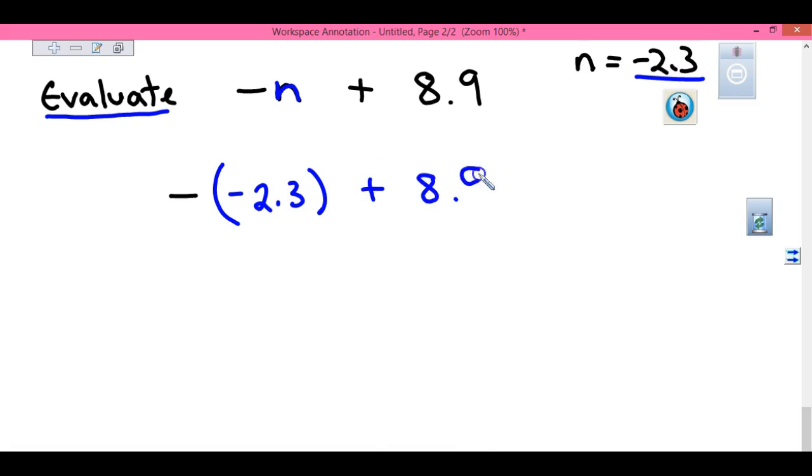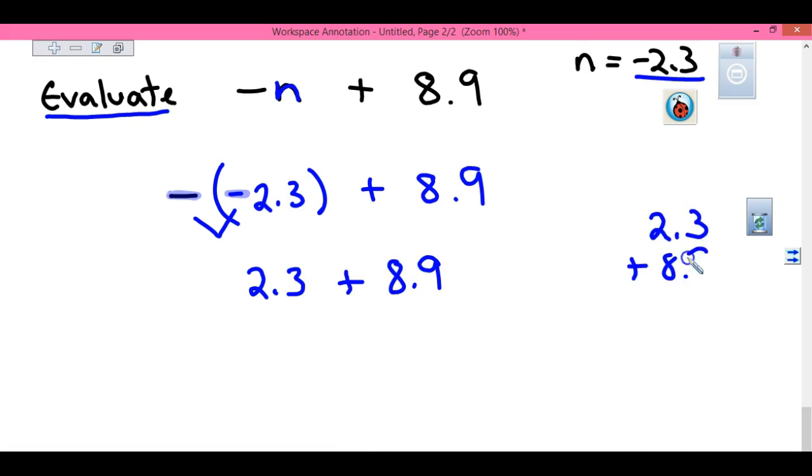plus 8.9. What happens when we have both of these negatives? We've got this negative and this negative. What happens? It becomes a positive. So that means 2.3 plus 8.9. So now we've got two positives. What do we have to do? Add them. They have the same sign, so what happens? It stays the same, it stays positive.